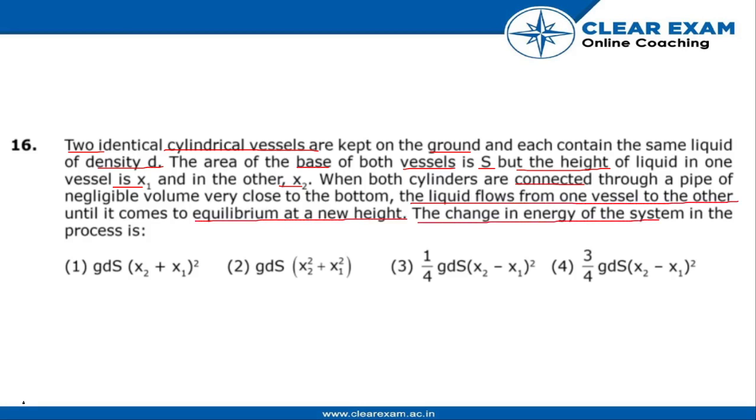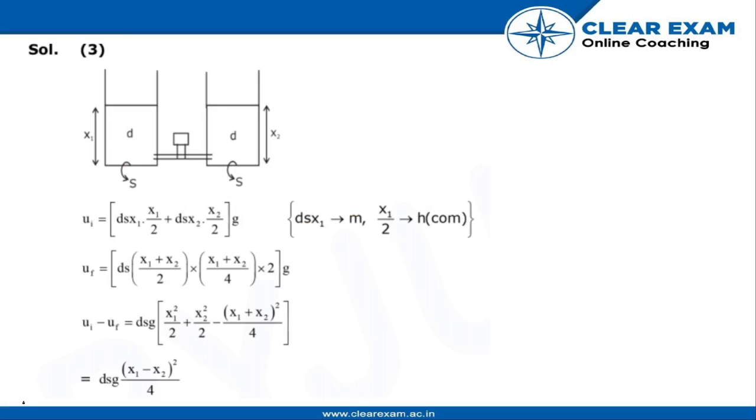The change in energy of the system in the process is? Potential energy is given by mgh, where mass is density into volume. So the initial potential energy is density into Sx1, which is the volume, into the height x1 by 2, which is for the center of mass. This is for vessel 1, and D S x2 into x2 by 2 for vessel 2, whole into G.